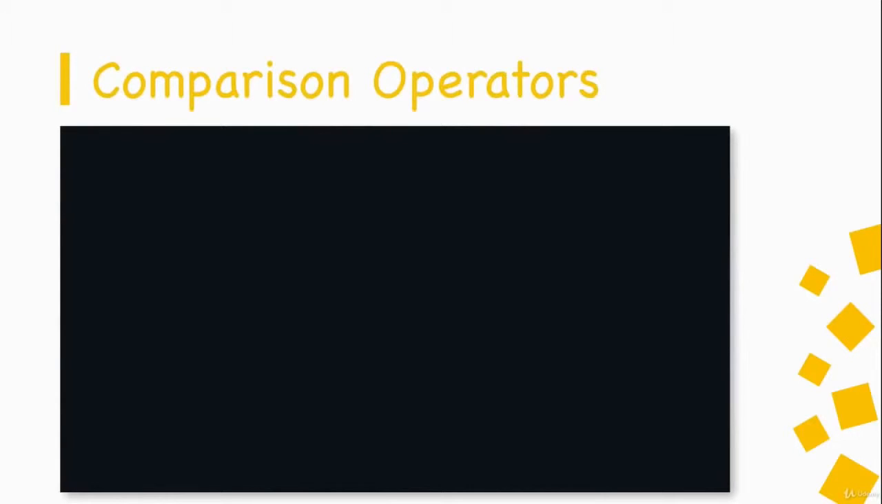So JavaScript has a lot of comparison operators. These operators usually compare two values and tell you whether the comparison is true or false. So let's take a look.